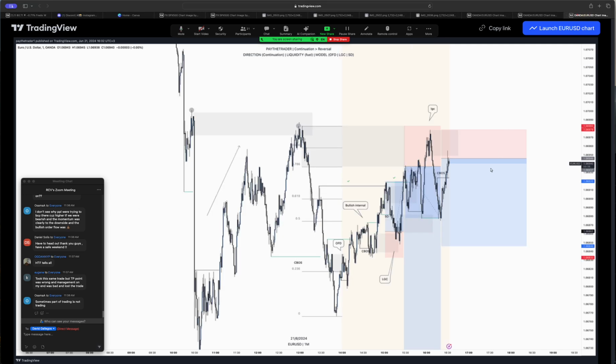So I bought based on the LGC, the internal LGC in there. So I took profit above the high. Then I sold because of the LGC that was coming from the bearish direction. Then there was a break after that again. I sold again.